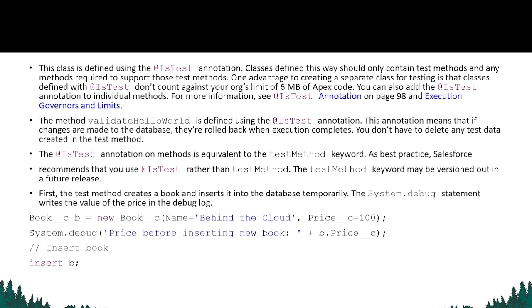This is the code that is used to debug the statement. Simply, I have created the new book, the name of the book is this, the price of the book is this, and then the price before inserting the new book. Then after that, I am inserting the book.